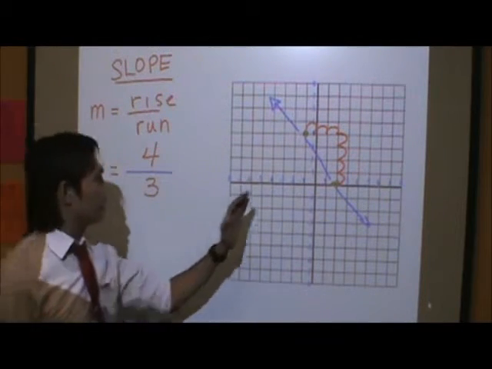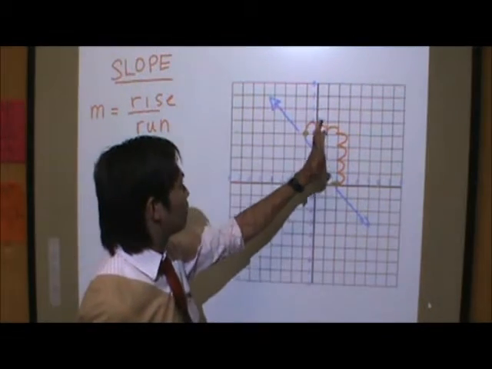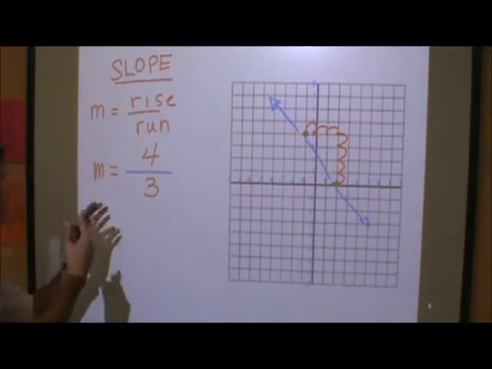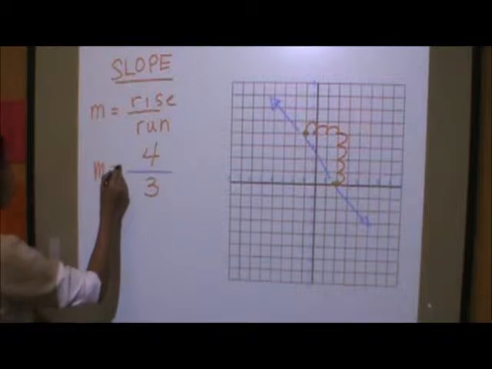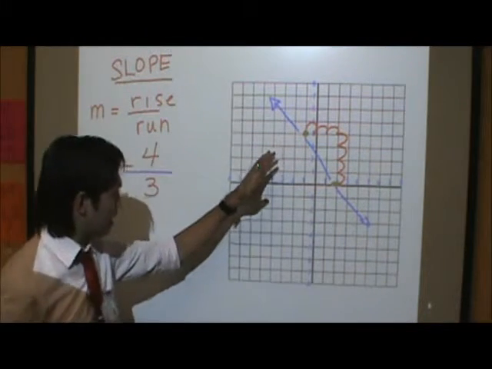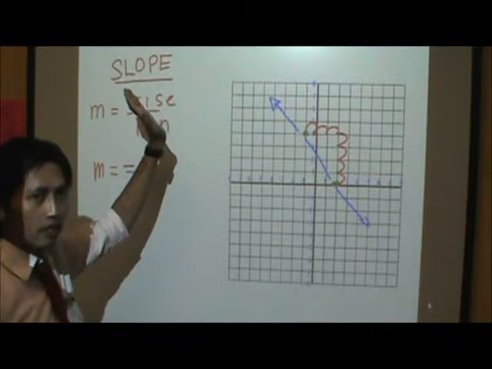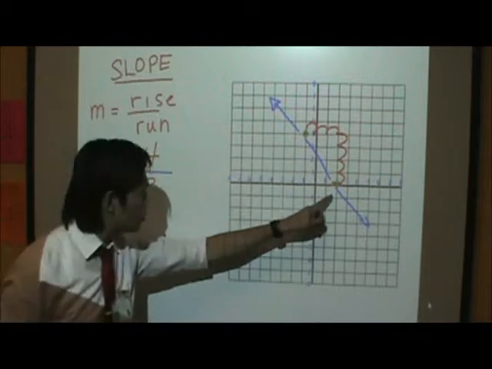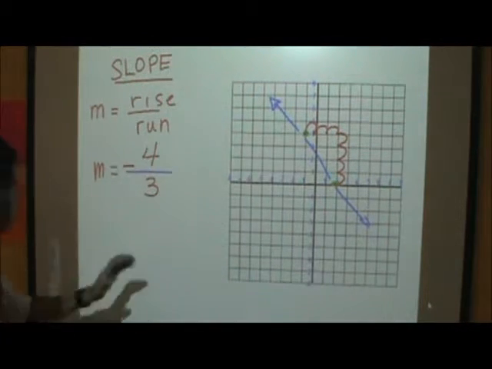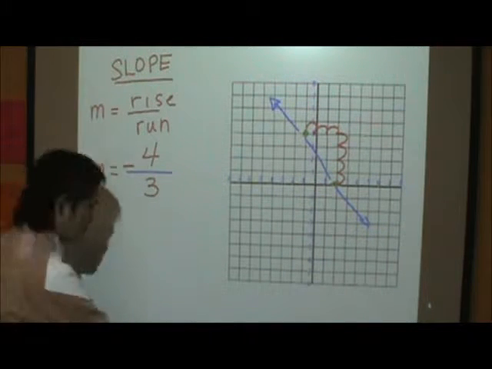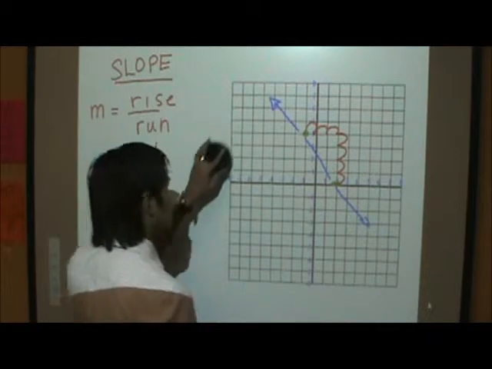Now, this time we went up, but we went left. Every time you go to the left, your slope will become negative. So for this line that's going to the left, it should be negative. So the slope of the line passing (2, 0) and (-1, 4) is -4 over 3. Okay? Let's try another one.